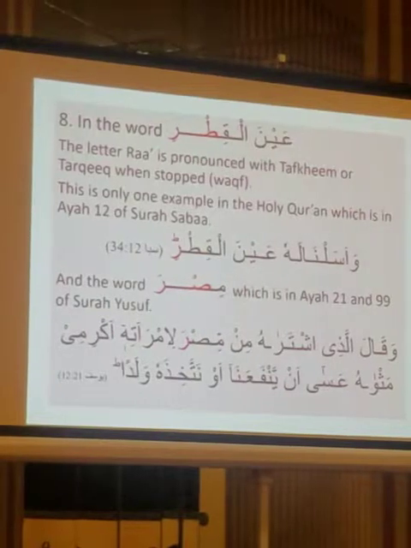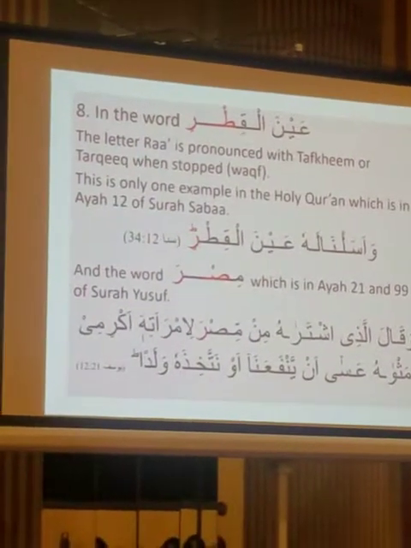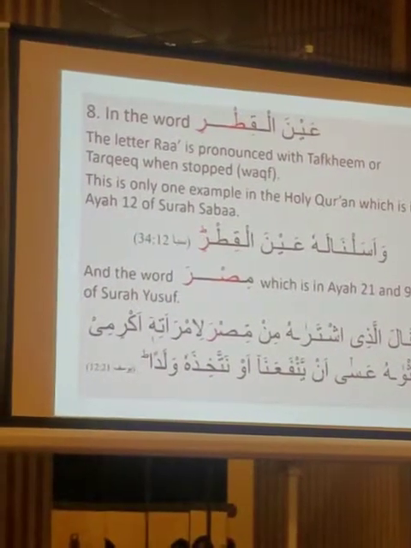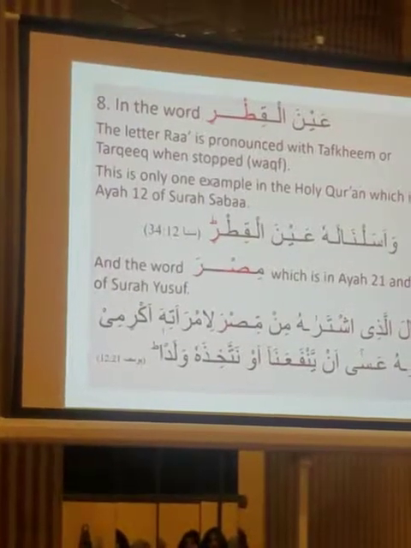Have you had the rules of Nun Sakin yet? No, you haven't. Okay, and that's fine. I'm not going to say too much about that. Great, mashallah. Anyone else want to try?